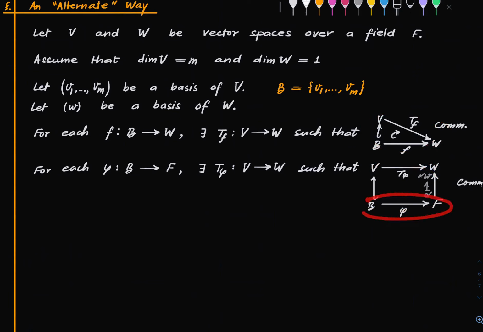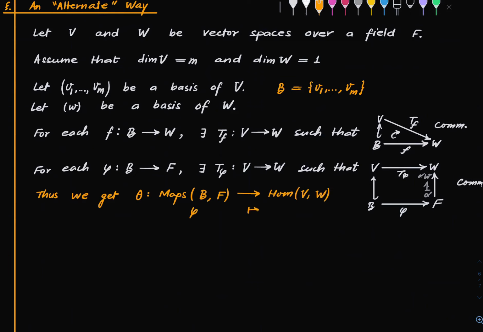So basically, once you have a map from B to F, you have naturally a map from V to W. That's all we are saying, and therefore thus we get a map, theta, from this vector space to Hom(V,W), which sends phi to T_phi. Right? And you can show that this is a linear isomorphism. So check that. Interesting exercise.